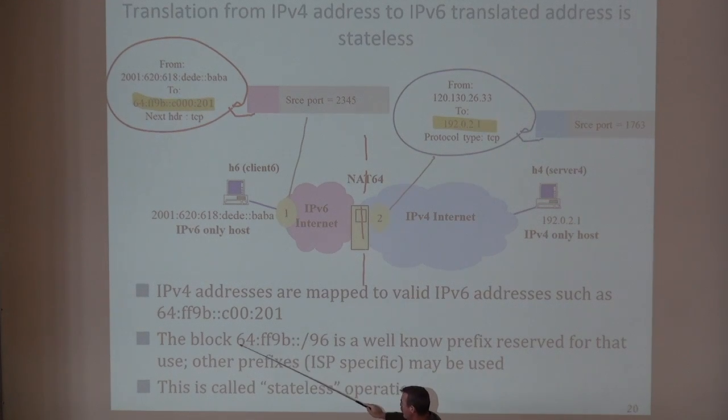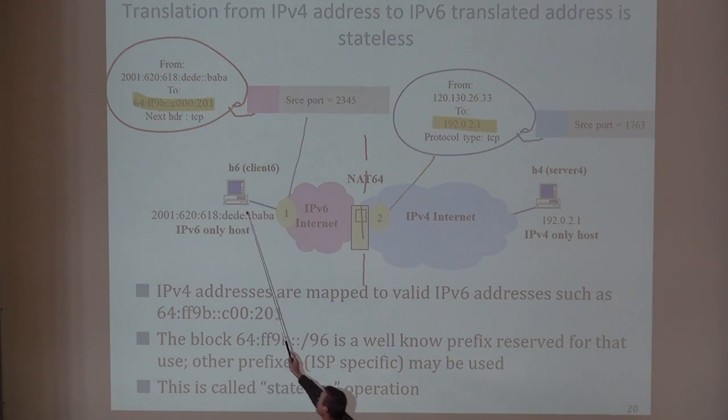There is a default block, which is a 96 prefix, which by default is this one. Why 96? Because 96 plus 32 gives 128. So this is the number of bits you need to add to go from IPv4 to IPv6. But you can use any other prefix if you prefer, as Swisscom, to use another one. So that means this well-known prefix means IPv4 seen from IPv6.